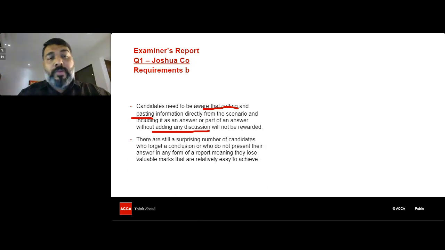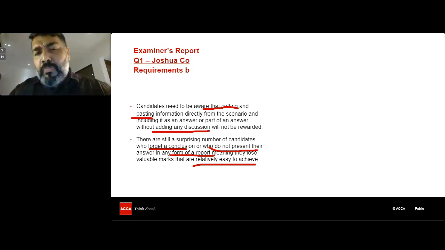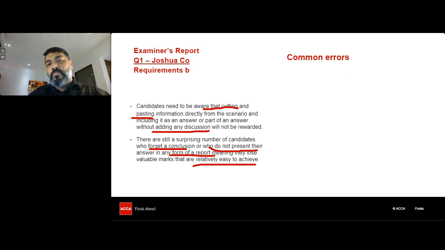This has been highlighted numerous times by the marker, where candidates forget a conclusion or don't present their answer in any form of report. And these are places where you can very easily achieve marks. What are the most commonly made errors?